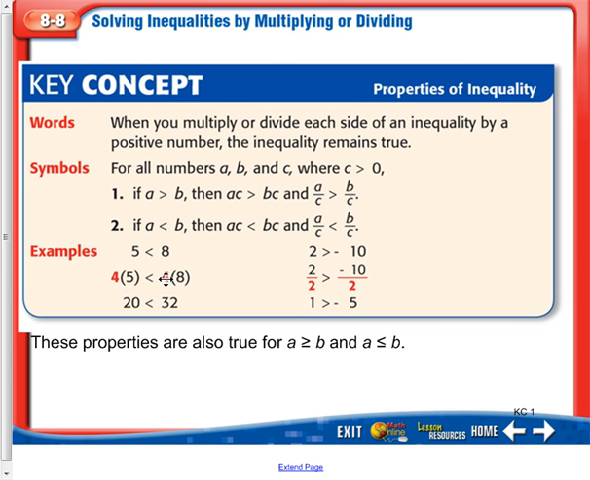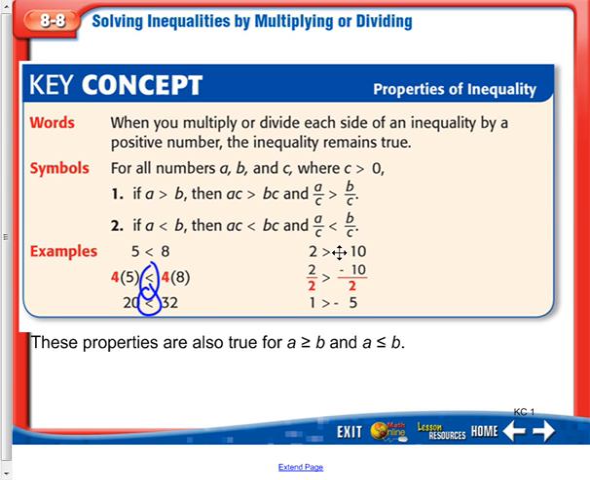For lesson 8-8, we'll be solving inequalities by multiplying or dividing. When you multiply or divide each side of an inequality by a positive number, the inequality remains true. Like here we're multiplying by 4, the sign stays the same, and 20 is still less than 32.